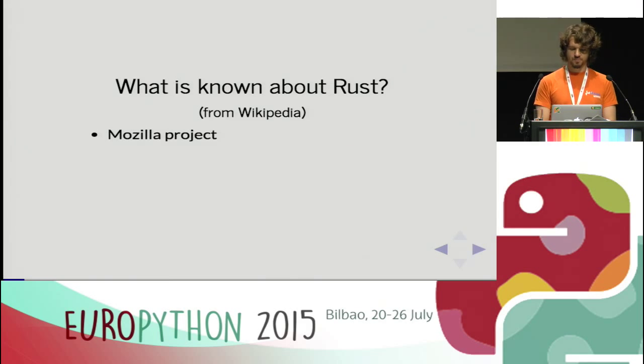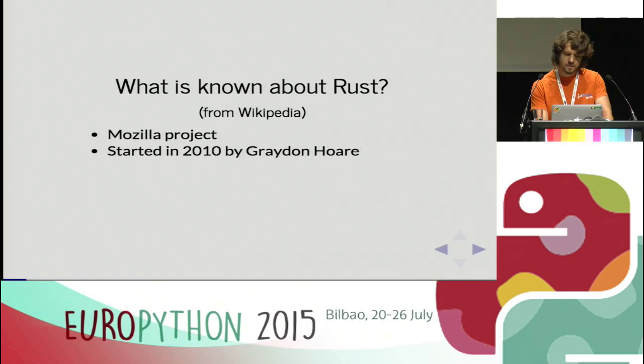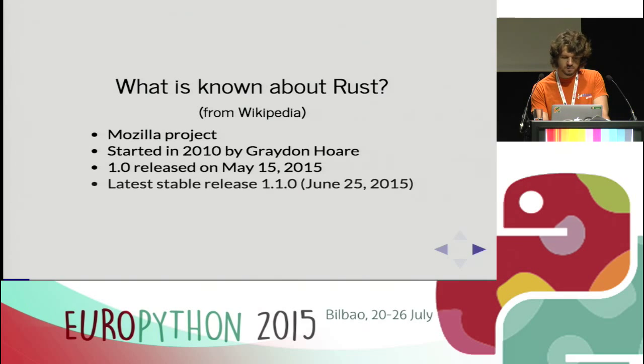Rust is a Mozilla project, and they actually are using it already for the new browser engine called Servo. The project started in 2010 as a side project of Mozilla employee Graydon Hoare. And version 1 was released on May 15 this year. So now it is 1.1.